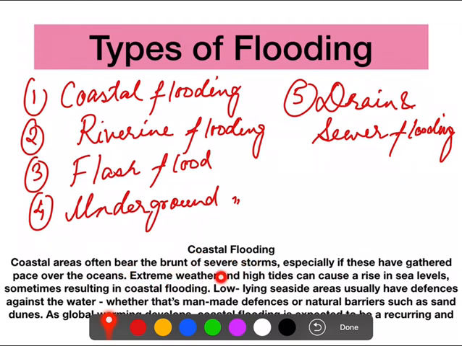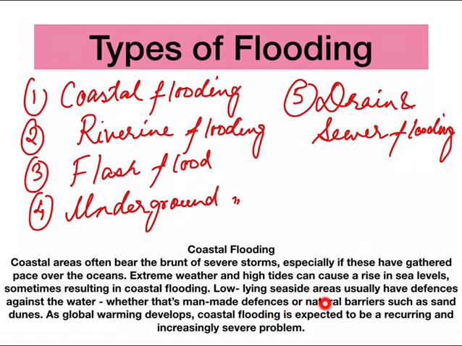Also submarine landslides. In the landslide part we learned that a submarine landslide takes place underwater. So if there is a submarine landslide, that can lead to a tsunami, and that can again cause coastal flooding. Also high tides: because of tides the sea level rises, and that can also lead to coastal flooding. Low lying seaside areas usually have defenses against water, whether man-made or otherwise, but if those defenses break, then there can again be coastal flooding. As global warming develops, coastal flooding is expected to recur.